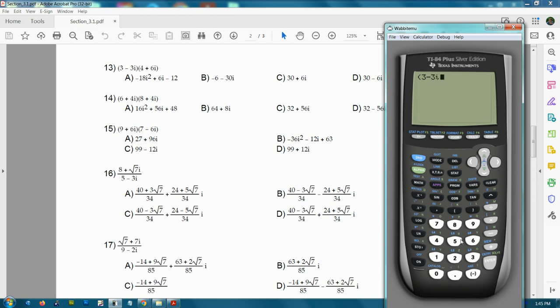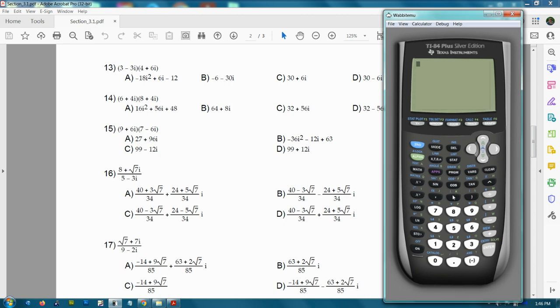My i is the second function of the period key, and times 4 plus 6i. Second function, the period key, close my parenthesis, hit enter. 30 plus 6i, I like it. Number 13, you can see it's letter C here. 30 plus 6i, I like it. Clear this off.